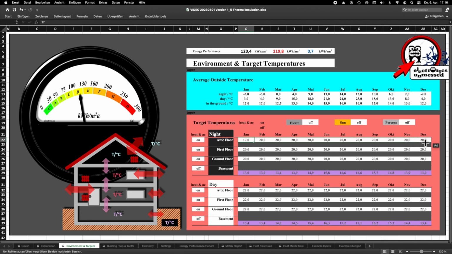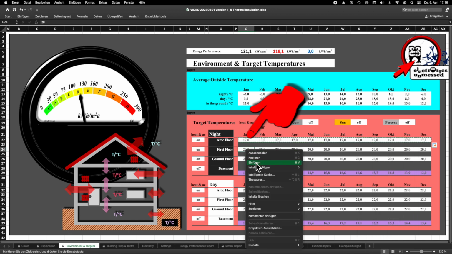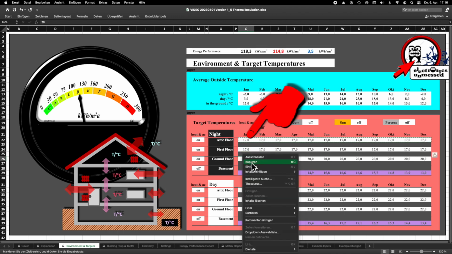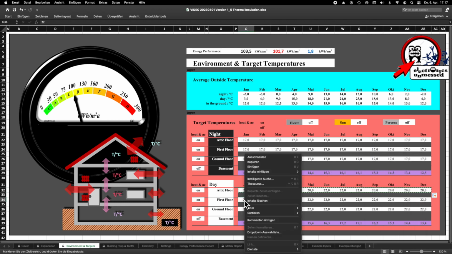We set the target temperatures at night to 17 degrees Celsius. In summer, you could also set the target temperatures a little higher, depending on the months, but we simply use 17 degrees for the whole year. During the day, we leave the target temperatures at 22 degrees in the 3 summer months, and in the rest of the year we go to 20 degrees Celsius.